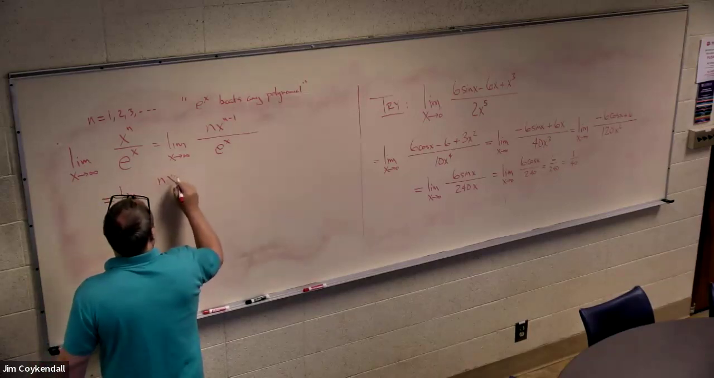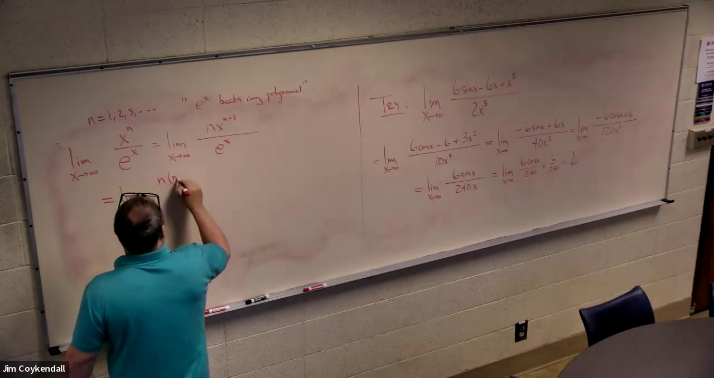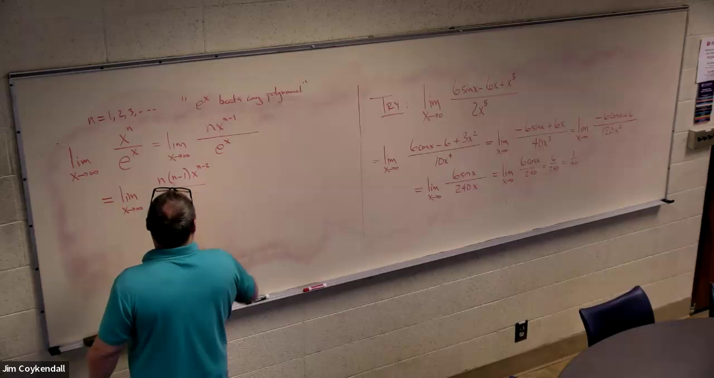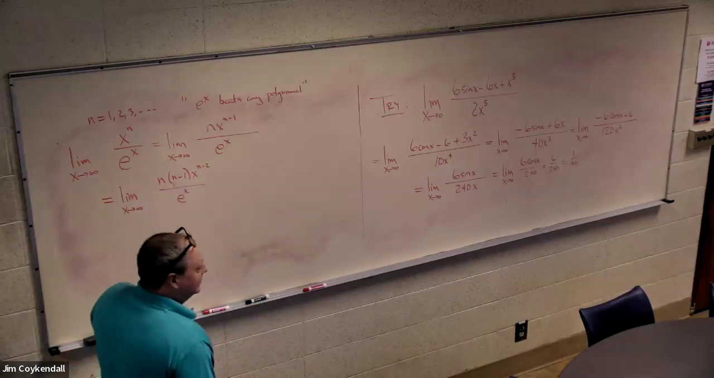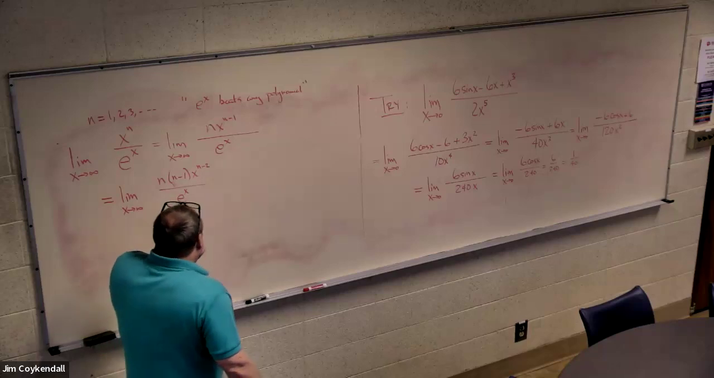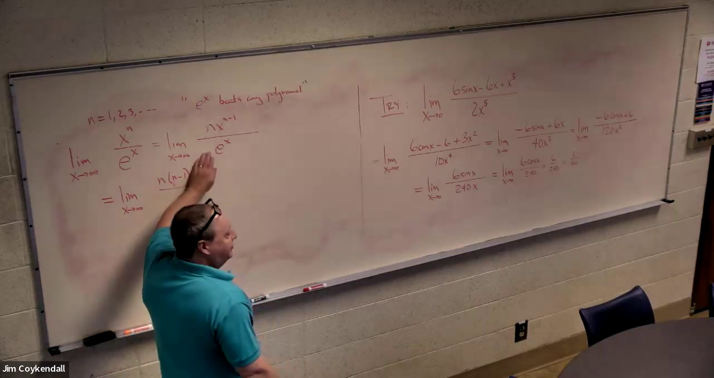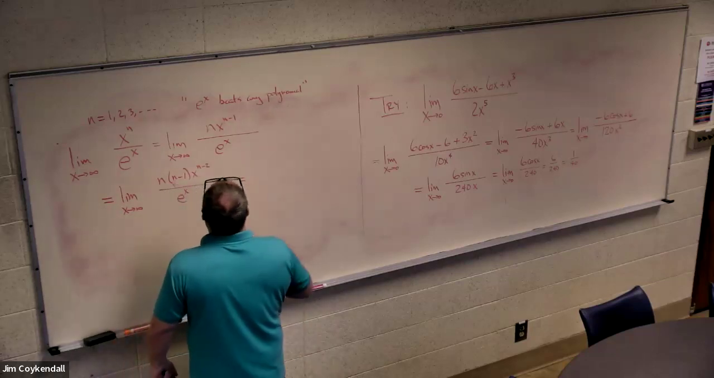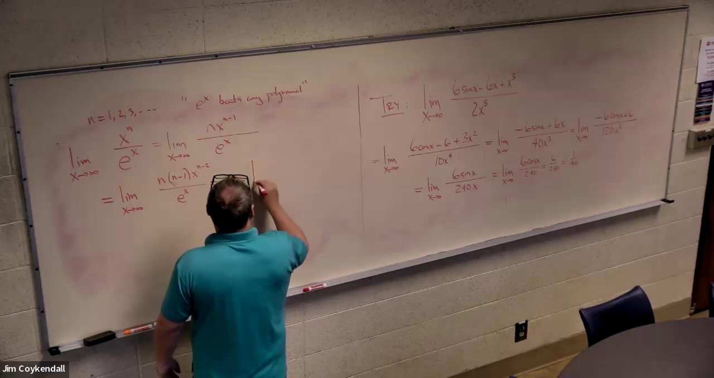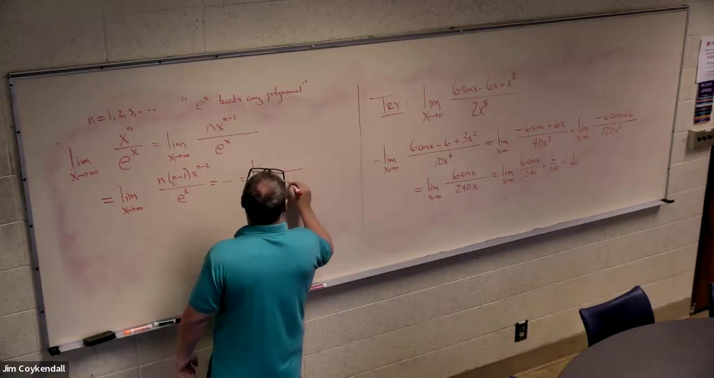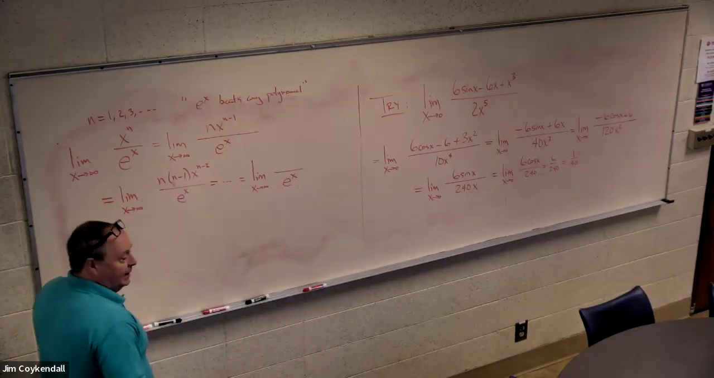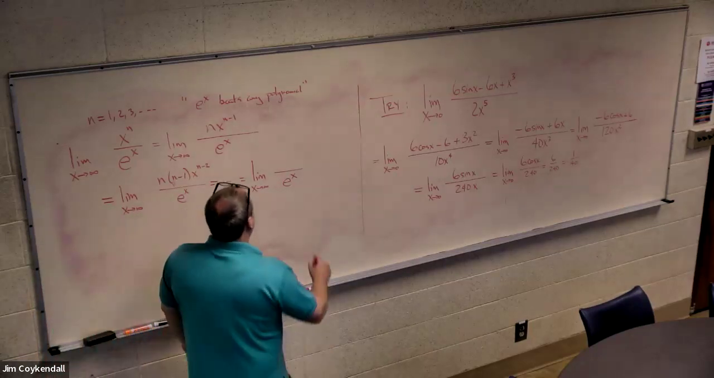n times n minus 1, x to the n minus 2, over e to the x. Now, if n is 2, then that's just a constant over e to the x, you get 0. And if not, you keep going. And eventually what you get, the limit as x goes to infinity, if you apply L'Hopital's rule n times, you will get this.